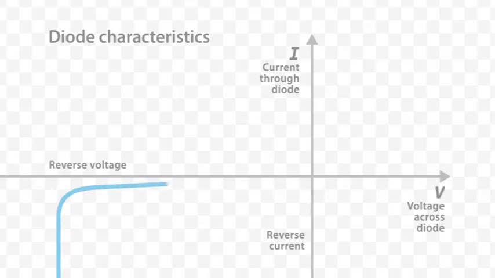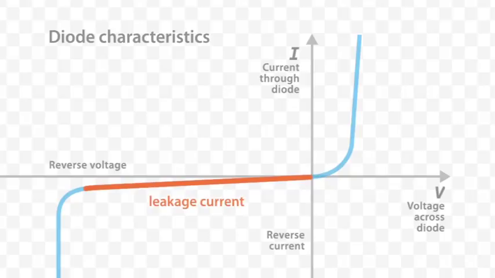This graph shows how the current flowing through a diode changes as the voltage across the diode changes. Here, when the battery is connected the other way so that a small reverse voltage is applied, only a minute current flows, called the leakage current. When a large reverse voltage is applied, a large current flows and the diode breaks down. In this region, although the voltage is now positive, the current is still very small. The diode is not really conducting.